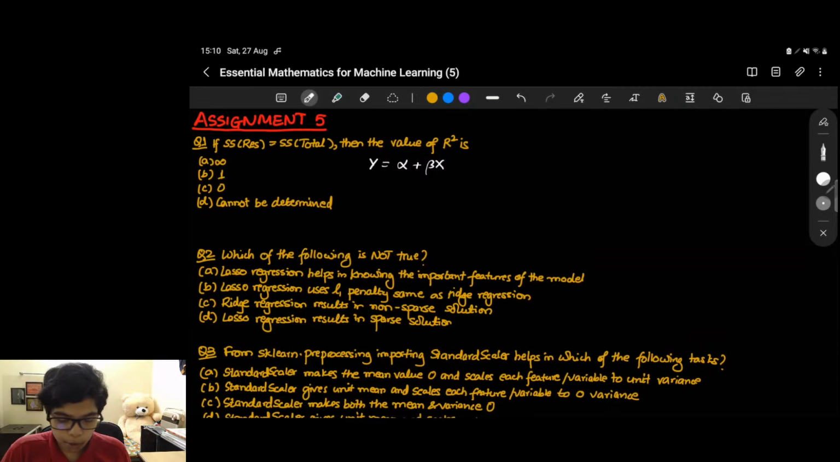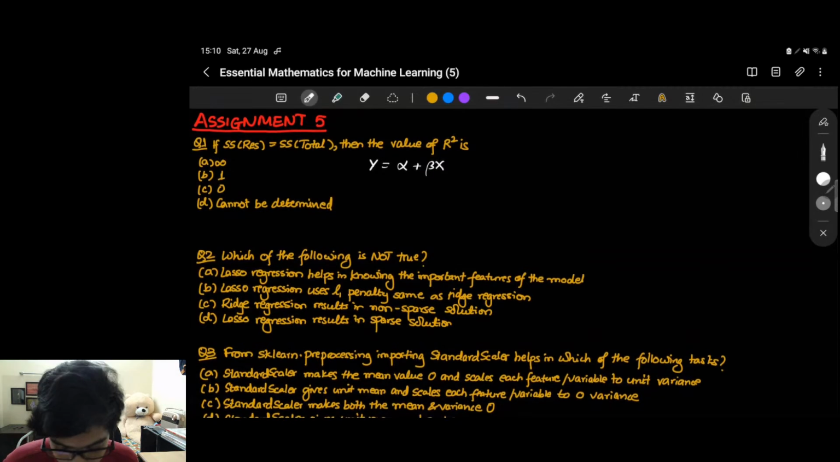So if we have an equation of the form y equals some alpha, some constant, plus some beta times the input variables, which are x. Now this x could actually be a bunch of variables, x1, x2, x3, and so on. Correspondingly, you would have beta 1, beta 2, beta 3, and so on. But the form is like this.